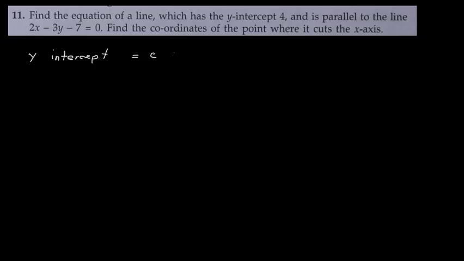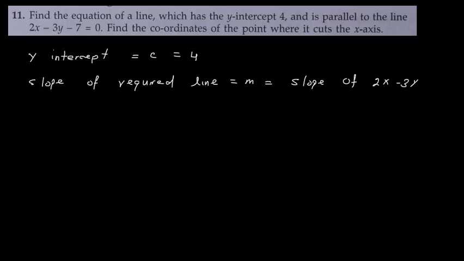Y-intercept we denote with c, so c is given 4. Okay, and the line is parallel to this line. So I will say that the slope of the required line, which I will say M, is equal to the slope of 2x minus 3y minus 7 equal to 0.